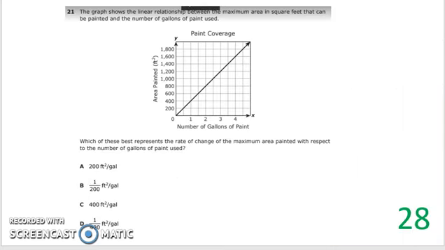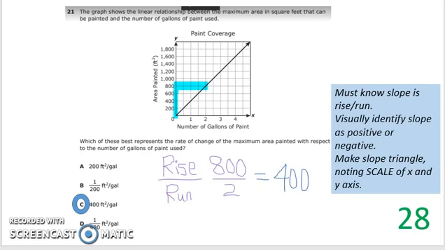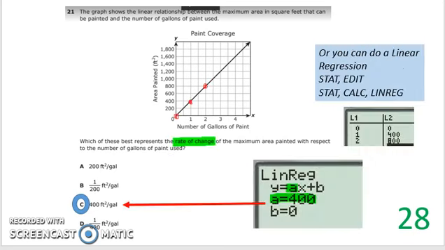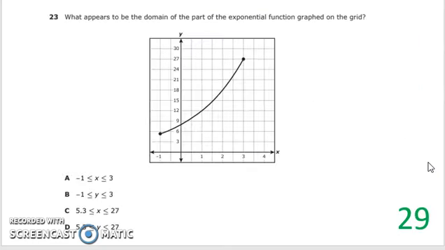All right, on this one, it's asking for rate of change. Rise over run. We could do a slope triangle, noting the scale. I did that by mouse right there. Or we can actually pick 3 points, and I highlighted these in red, these 3 red dots. Put these in your calculator and do a regression, and it will show you the slope or rate of change.